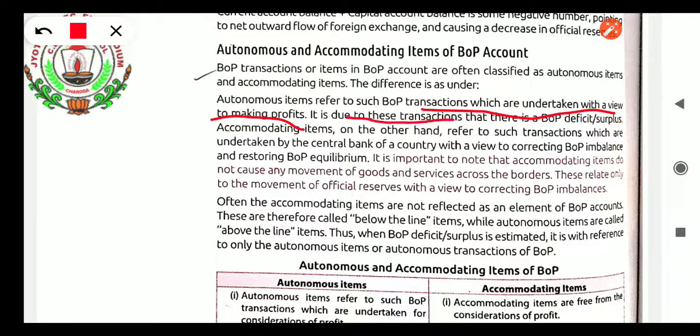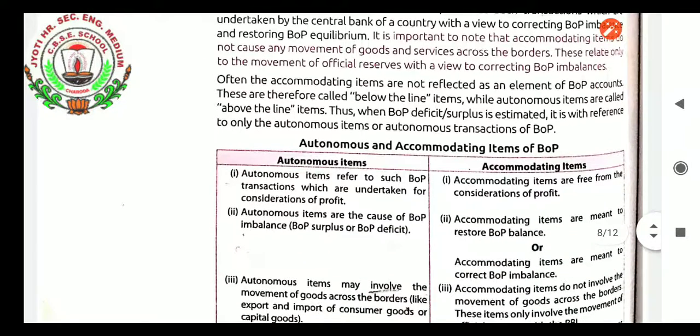It is due to these transactions that there is a balance of payment deficit or surplus, whereas accommodating items, on the other hand, refer to such transactions which are undertaken by the central bank of a country with a view to correcting balance of payment imbalances and restoring the balance of payment equilibrium. So that is the more plausible situation, that is the accommodating item. It is important to note that accommodating items do not cause any movement of goods and services across the borders. They relate only to the movement of official reserves with a view to correcting balance of payment imbalances. Often the accommodating items are not reflected as an element of balance of payment accounts.